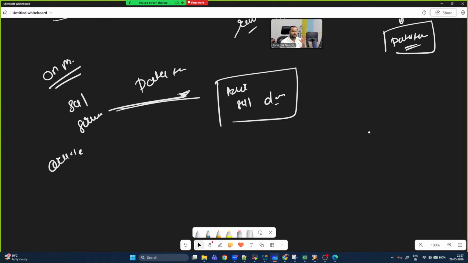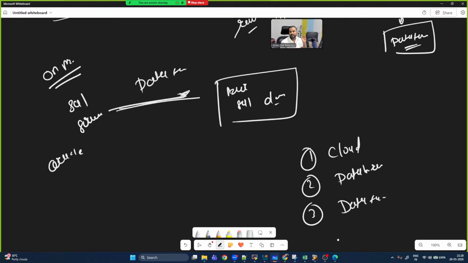So whenever you are talking about the Azure Data Engineer, you need to understand about data. You need to understand, as I said, the cloud. You need to understand about Databricks. You need to understand about Data Factory. Most of the time we are going to write SQL logic also, so you should be comfortable with that.